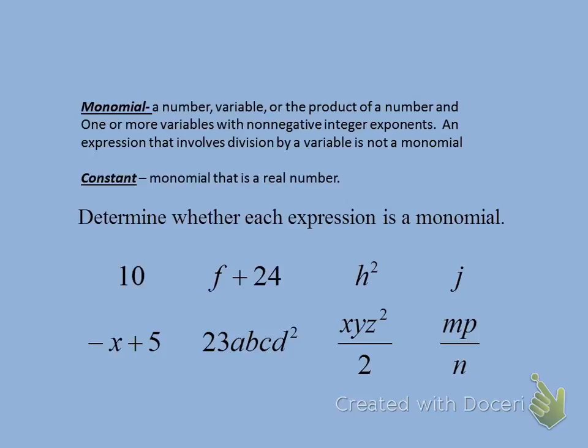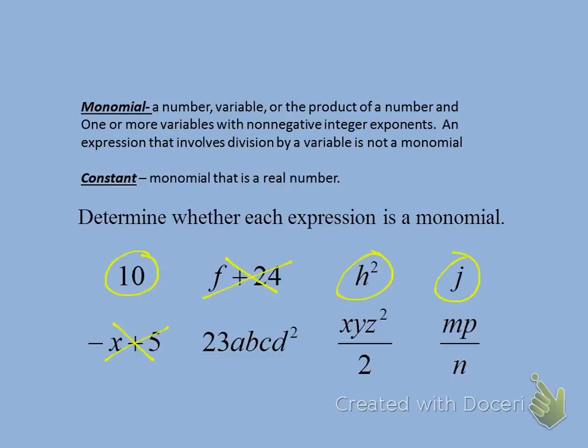So 10. 10 is just a number. It's a constant, so is it a monomial? Yes. Okay, f plus 24, yes or no? Dylan says no, why not? It's adding. Okay, no addition, just multiplication. It has to be multiplication and that's it. Multiplication, division, but no division by variables. All right. H squared, yep. J, yep. Negative x plus 5, no.